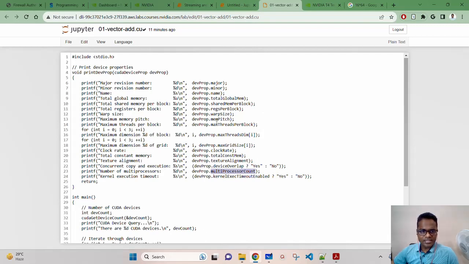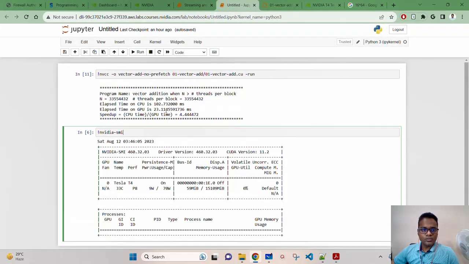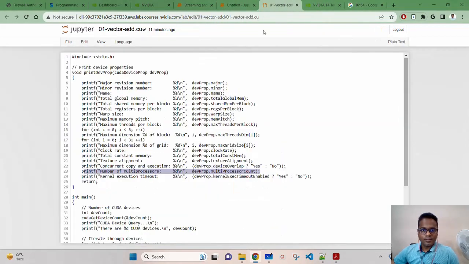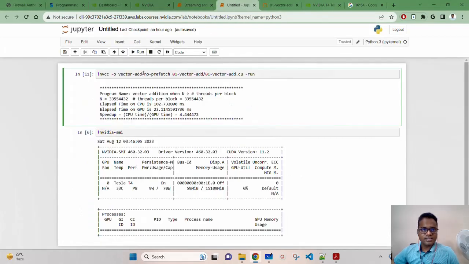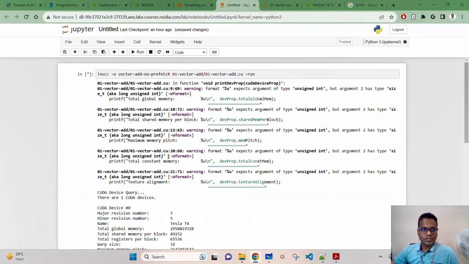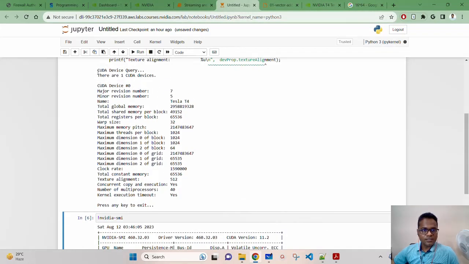So without investigating the rest of the parameters, because anyhow we are going to revisit this topic many times, let's focus on only this value: what is the multiprocessor count here. If I save and execute this program now, you can see I'm getting all the details about this device. The major version is 7, the minor version is 5, and this is a Tesla T4 GPU. And if you see here, the total number of multiprocessors is 40.